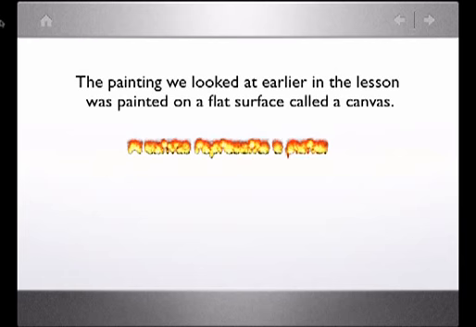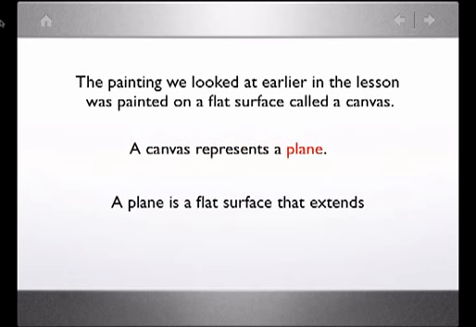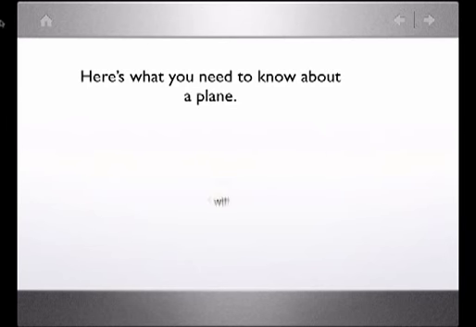The painting we looked at earlier in the lesson was painted on a flat surface called a canvas. A canvas represents a plane. A plane is a flat surface that extends without end in all directions. Here's what you need to know about a plane.